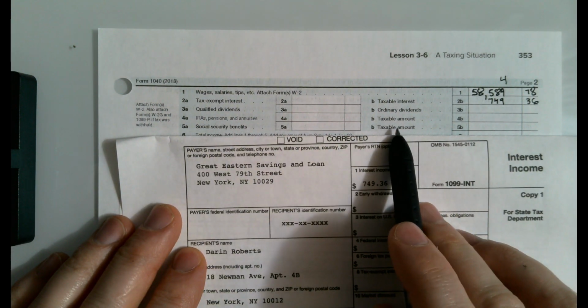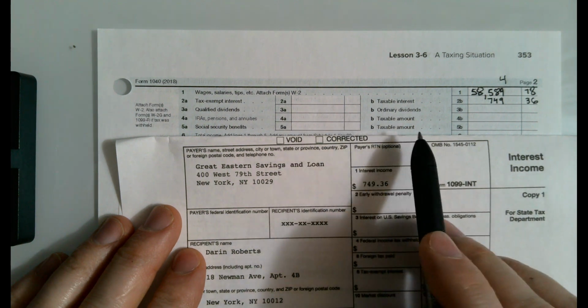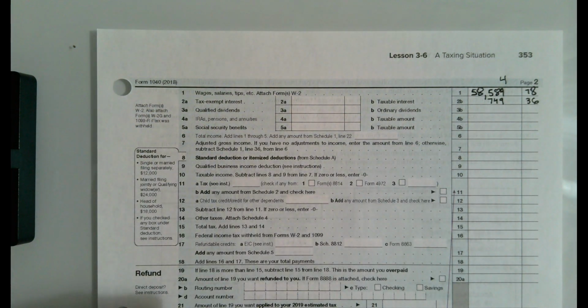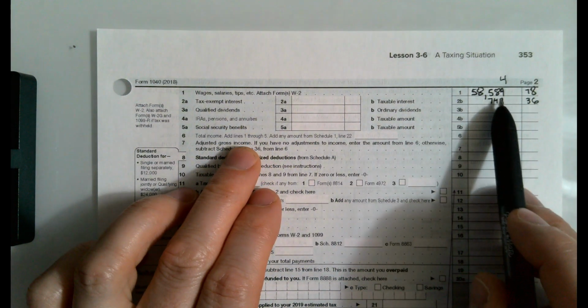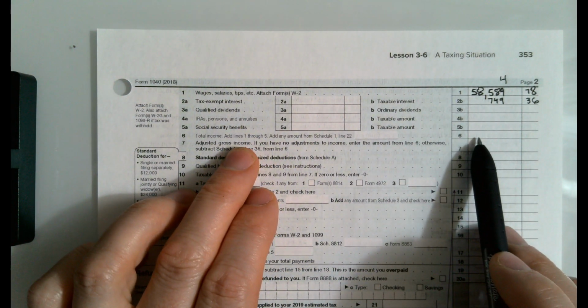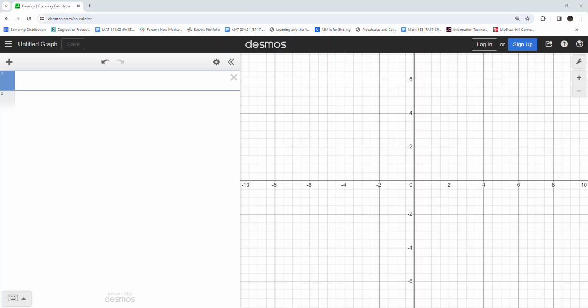And then all the rest we're just leaving blank. Didn't have any dividends, didn't make any taxable amounts on IRAs or Social Security benefits. And so what we need then is the total income that this gentleman makes, and that's going to be our line 6. So we need the sum of these two numbers. So let's do that. 58,584.78 plus 749.36. So for this individual, he made $59,334.14. That becomes line 6.